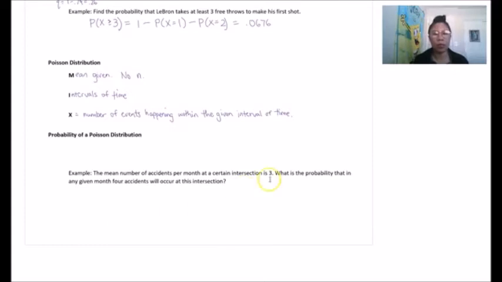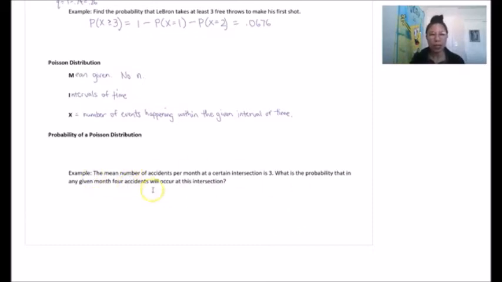Before I give you the formula, let me show you what the problem is going to sound like. Something like, the mean number of accidents per month at a certain intersection is 3. So they're just saying within a month, the average amount of accidents at this intersection is going to be 3. But see how they give you the mean? That's the clue that this will be a Poisson distribution. Then it asks, what is the probability that in any given month 4 accidents will occur at this intersection? So now they're asking about 4 accidents. That's the x value you're using because that's what they're asking about in the question.